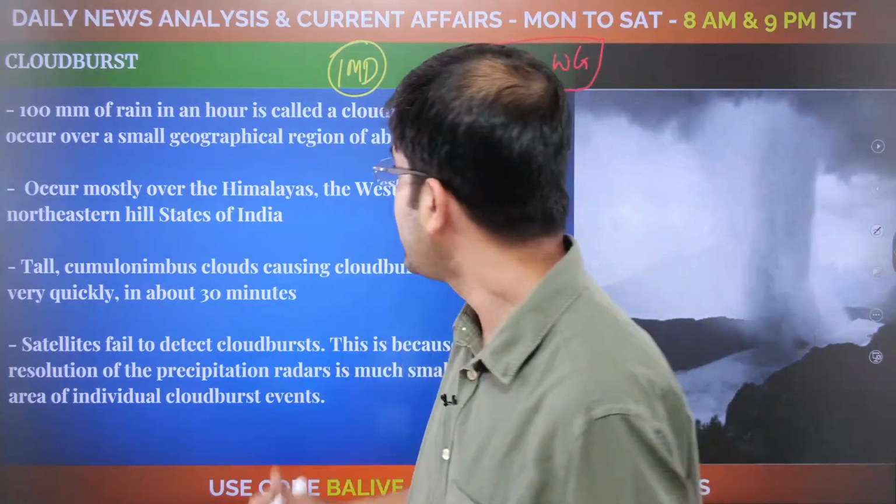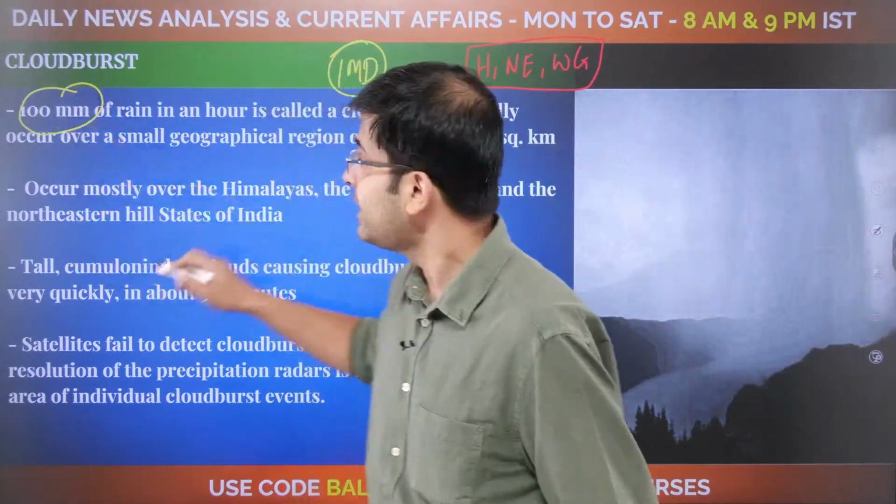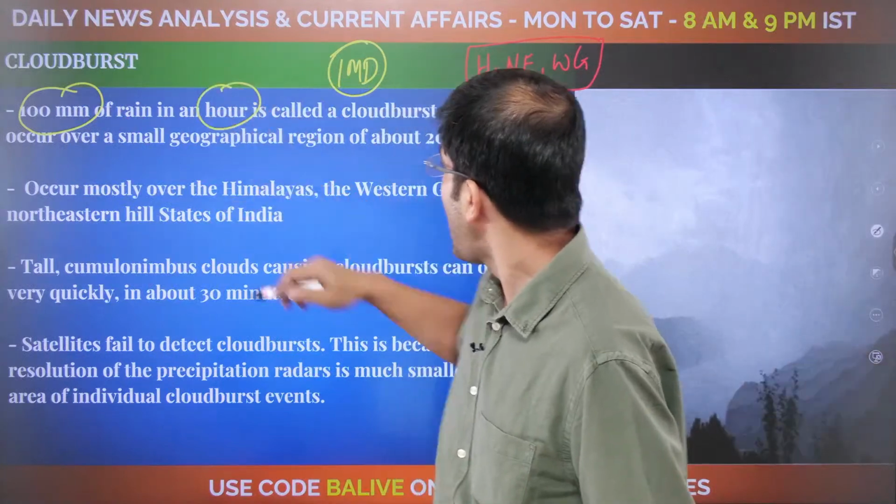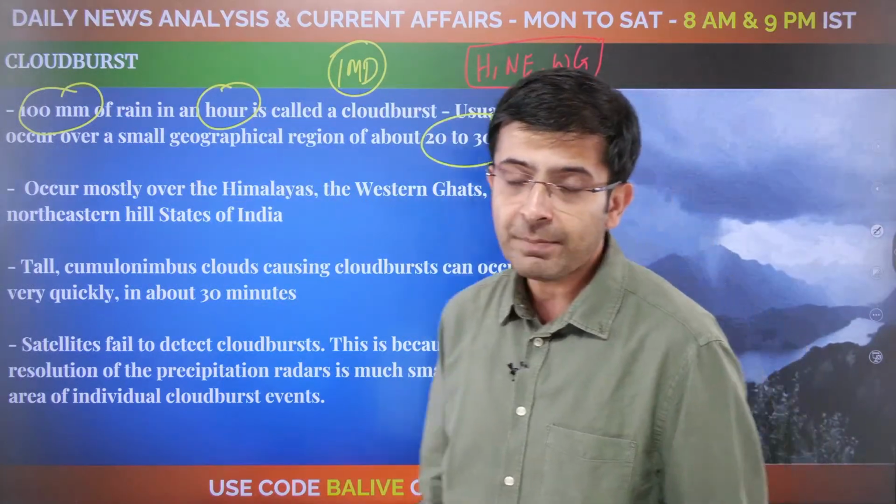So the IMD website tells me that if you have 100 millimeter or more rain within 60 minutes in a small area, roughly 20 to 30 square kilometers, three criteria that you have to remember: 100 millimeter of rain within 60 minutes, and in a small area. If that happens, that satisfies the criteria of a cloudburst. Now you might be thinking 100 millimeters is not a lot. Well, it's a huge amount. It's going to flood everything along its way. And the more important part is that this happens in 60 minutes.